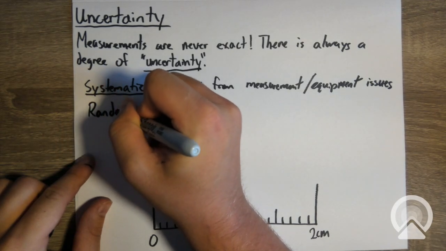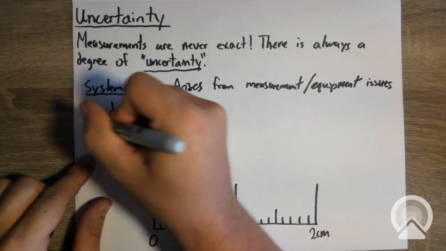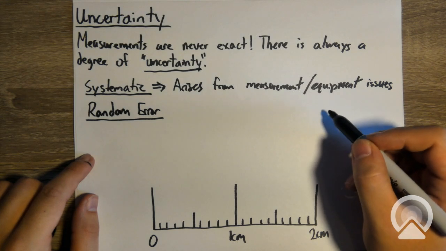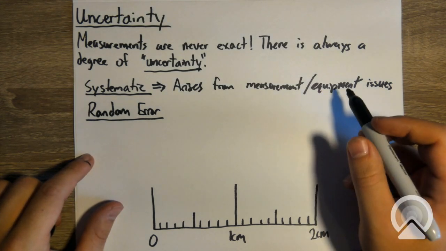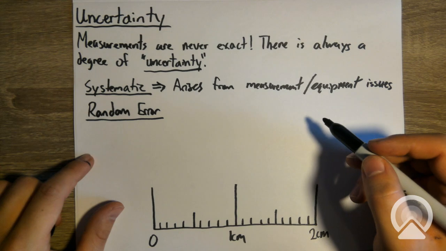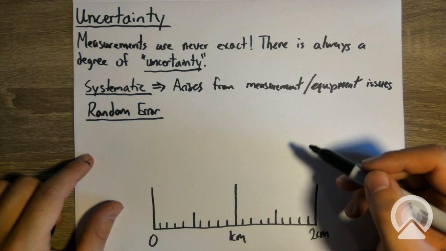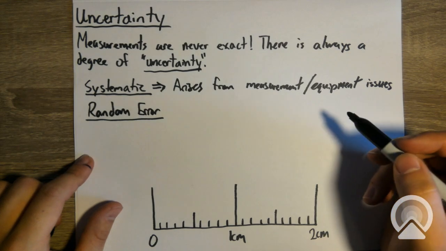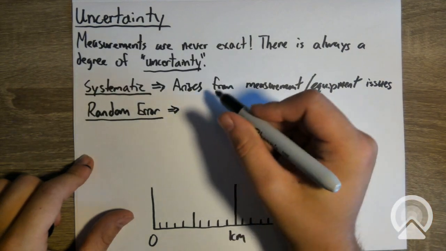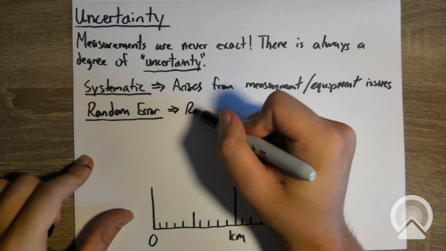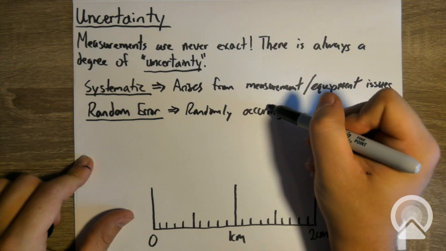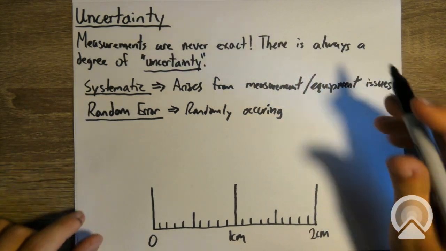Kind of the opposite of that is random error. The world works where everything is not the same every single time, right? You could kick a soccer ball one way the first time, try to do it the same way the second time and totally mess it up, right? There's random error. So this is not systematic, but randomly occurring. And that's just a natural thing with doing multiple measurements.